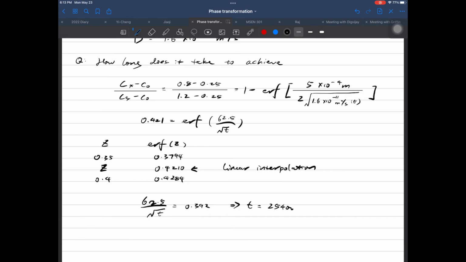So in order to achieve this concentration profile, you need 7 hours in this condition. This is quite long. In order to speed up the process, what can you do? I'll give you 3 seconds to think about it. A more efficient way is actually to increase D, the diffusion coefficient. Then how to increase D? You can increase temperature. At a higher temperature, you can achieve similar results within less time.